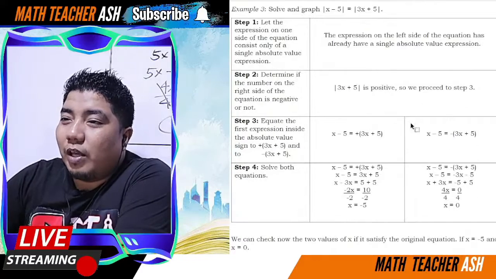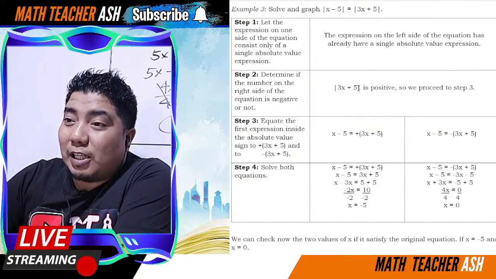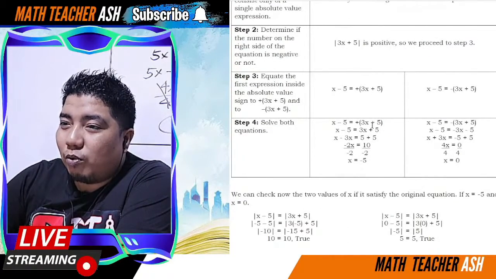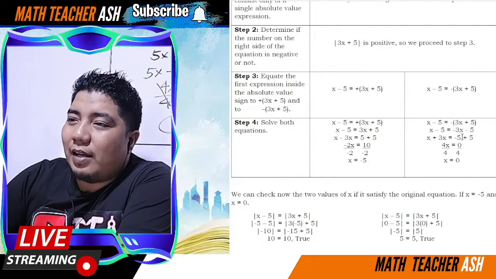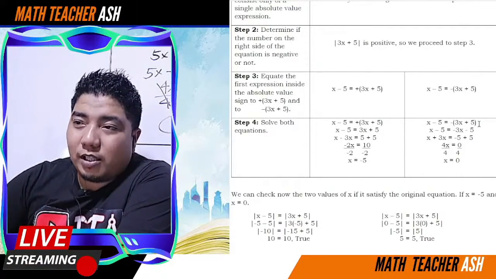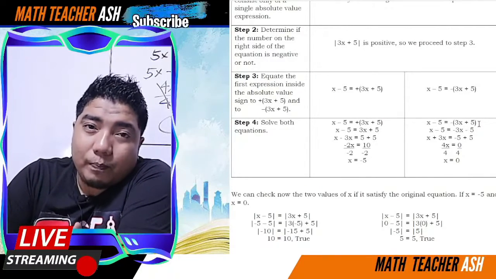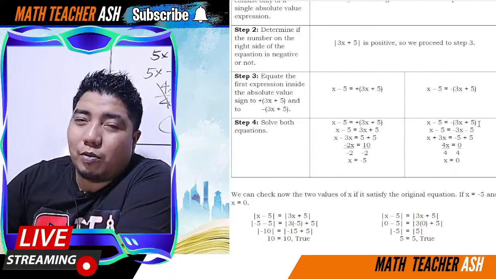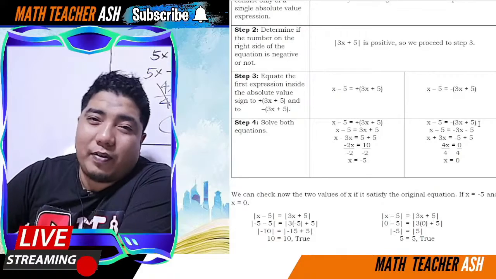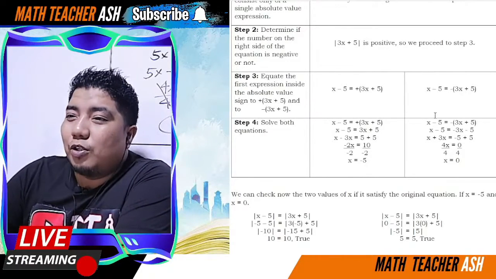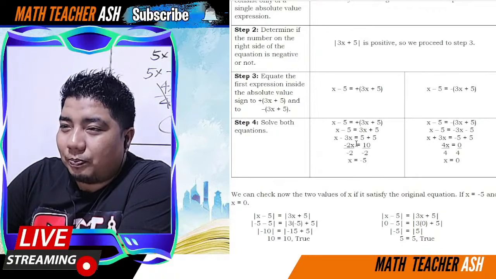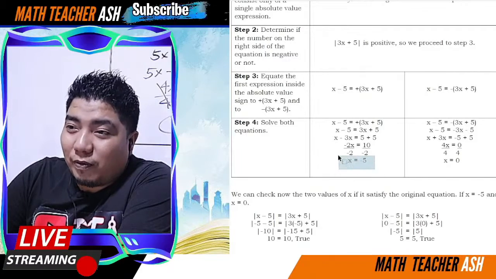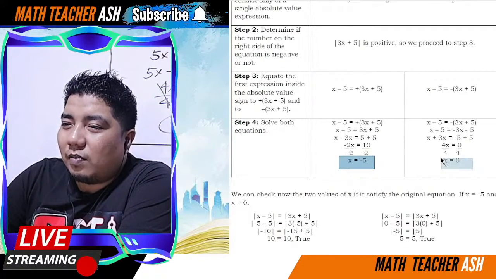Now, let us continue. So, if ever i-equate mo ang 3x plus 5 as positive and negative expressions, this will result to positive 3x plus 5 and negative 3x minus 5. Of course, you just apply what you have learned in solving linear equations in one variable. So, transpose, or you can apply the different properties of equality. So, you have x minus 3x is equal to 5 plus 5. Simplify this one. X is equal to negative 5 for the first. And for the second, you have the 0.